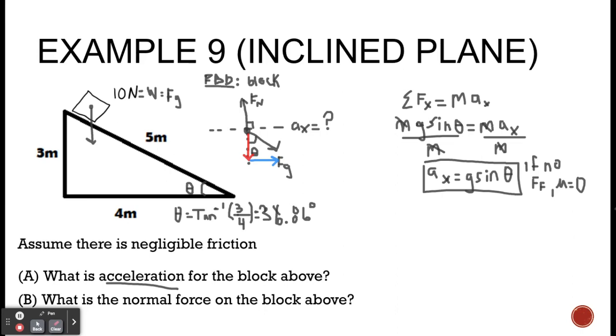Also on the AP exam, we use 10 instead of 9.8, so it'd be 10 times the sine of 36. Let's evaluate that real quick. I hate writing 10 for g, but here we go. Let's assume that g is 10 meters per second squared. 10 times the sine of 36.86, and we'll get the acceleration in the x direction, which will round to 6 meters per second squared.